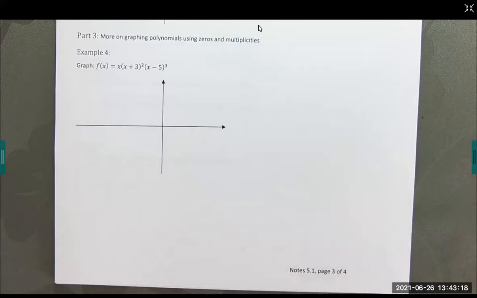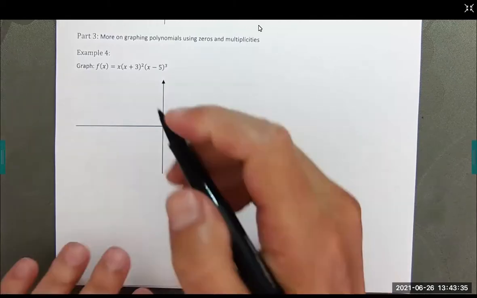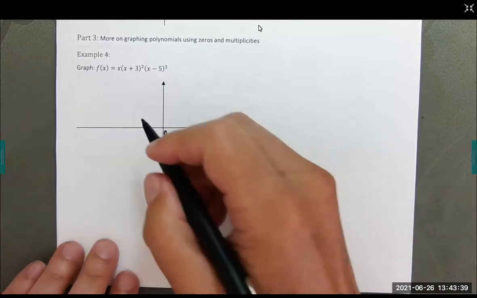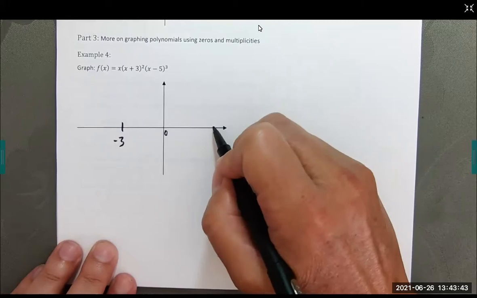All right, part 3. More on graphing polynomials using zeros and multiplicities. So now we have a function. It's already factored for us. It's very, very nice. And we are going to mark up where our zeros are. So we have a 0 at 0. We have a 0 at -3. I'm going to over-exaggerate this a little bit. -3. And at +5.